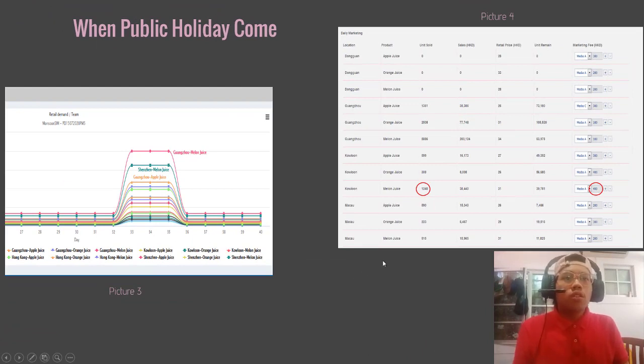We can also reduce the price of apple juice to make it sell faster. Sometimes we set a higher price for melon juice because we don't want the stock to be empty. When our stock is already empty during the holiday, it makes it hard for us to sell the product that does not sell well, like apple juice in Guangzhou, China.